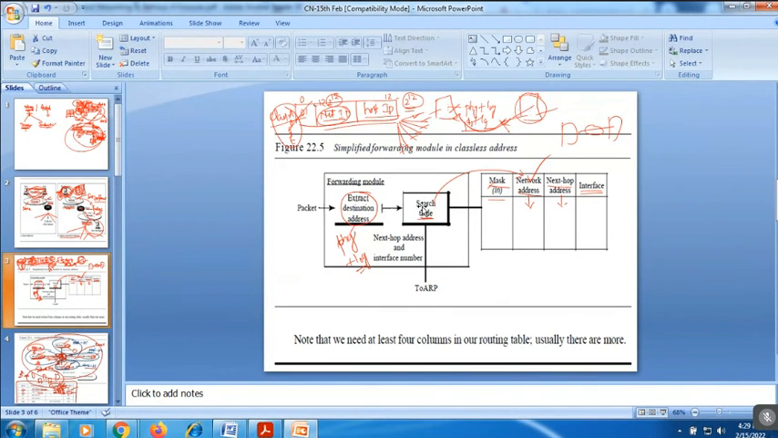According to the next addresses we are going to deliver the data either directly or indirectly. This is about delivery of the data. It is also one of the functions of networking. Okay, in the next class we will see that routing.